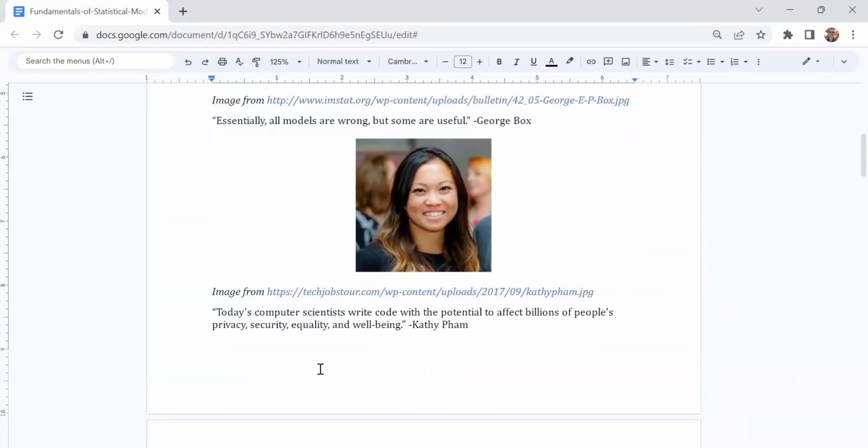And Kathy Pham, a data scientist, has this quote on a separate issue. She says, today's computer scientists write code with the potential to affect billions of people's privacy, security, equality, and well-being. So when we're using predictive models for the company that we work for or our own endeavors, it's good to keep in mind the impact or the effect that the results of the models can have on others if it's affecting decision making, especially in contexts like medicine, medical care, things that affect people's lives, right?